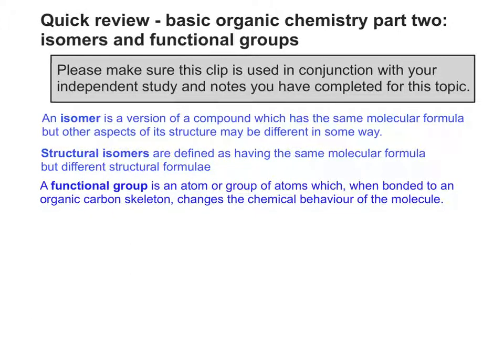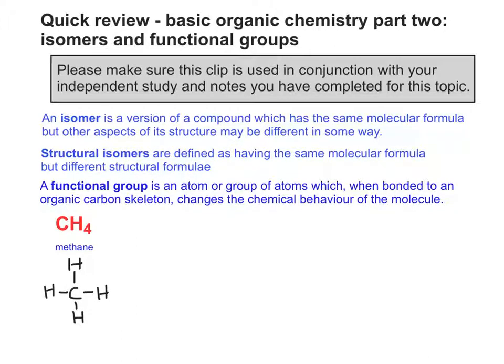So a functional group is an atom or group of atoms which, when bonded to an organic carbon skeleton, will change the chemical behaviour of the molecule. So let's take an example. Let's take the simplest organic compound, which is methane.